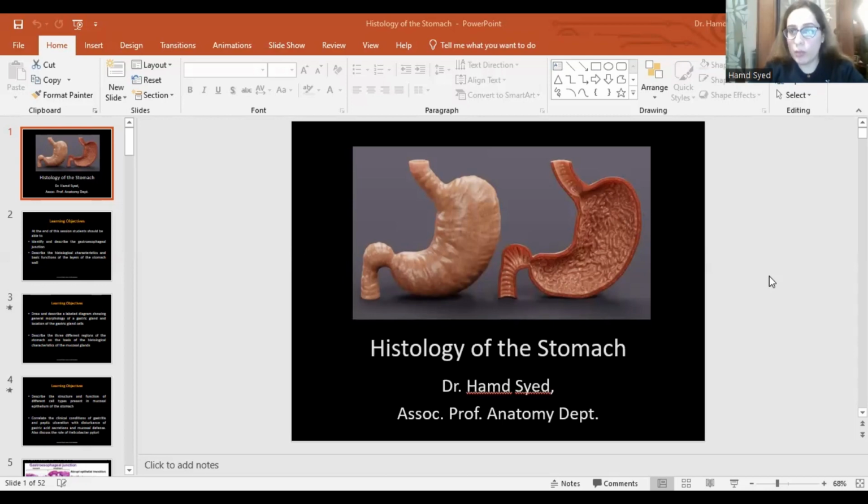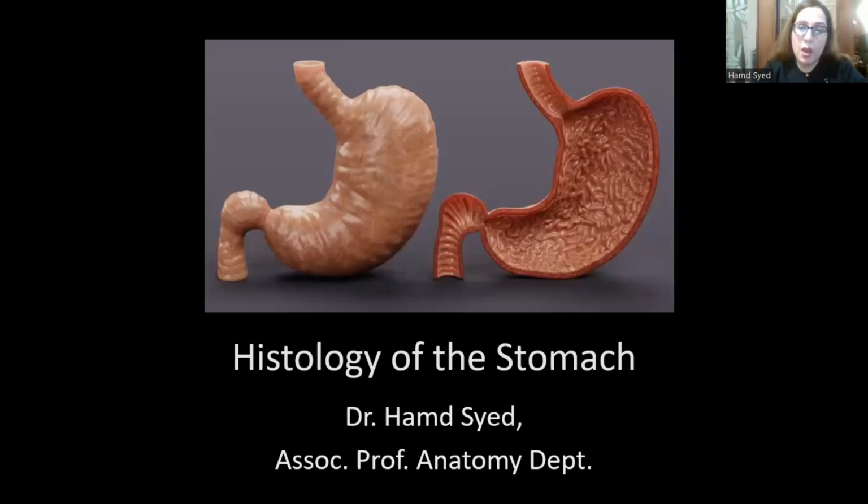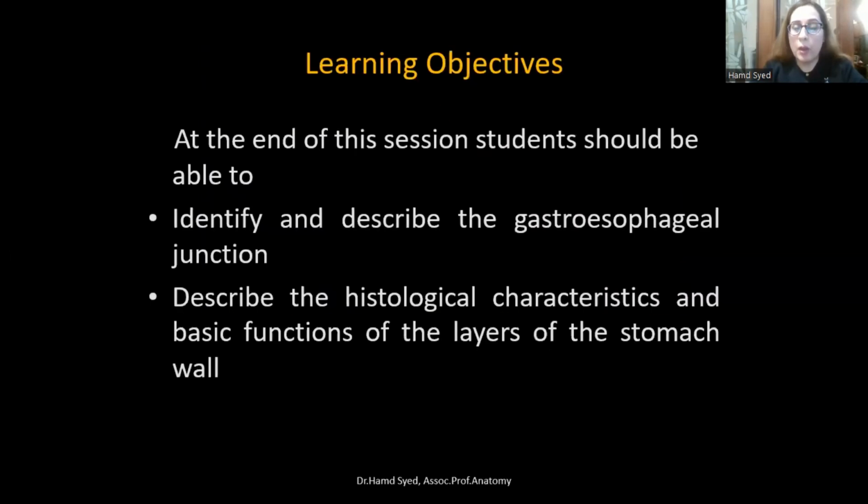And today we'll be discussing the very important topic of anatomy, which is the histology of the stomach. Now, this is a topic which has often been included in exams, and it also has a lot of clinical relevance. We will be discussing peptic ulcers at the end. But in the beginning, we shall talk about the basic histology of the stomach, and we will discuss the gastroesophageal junction as well as the histological characteristics of the layers of the stomach wall.